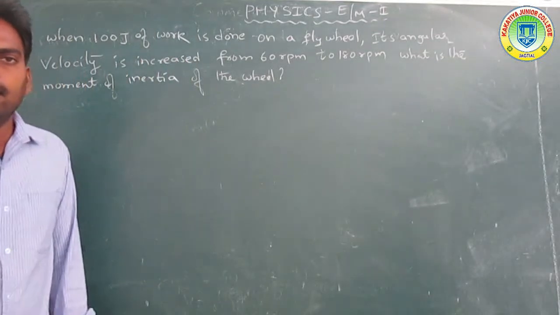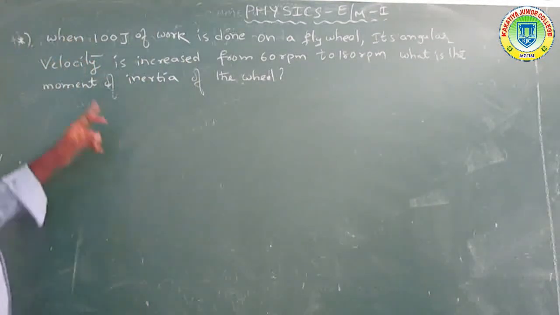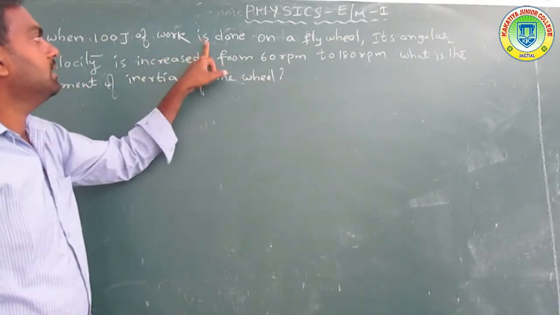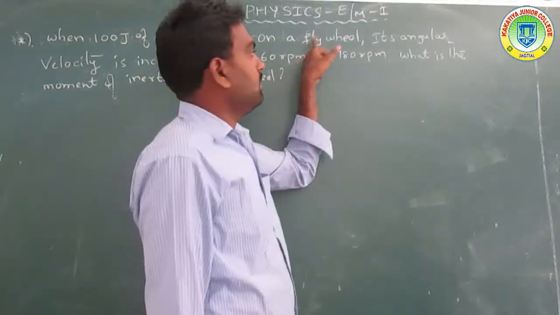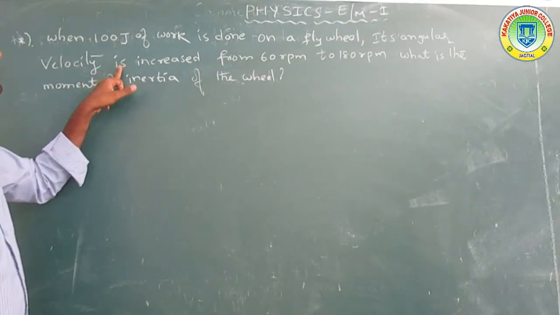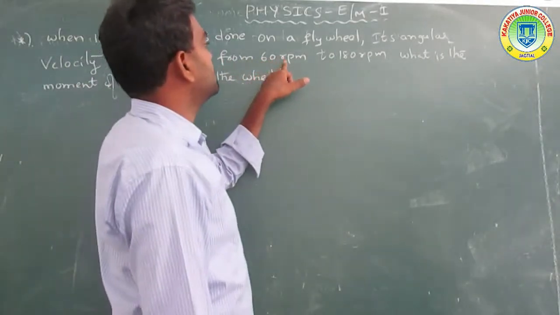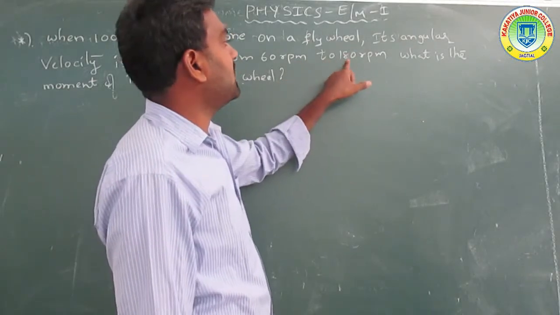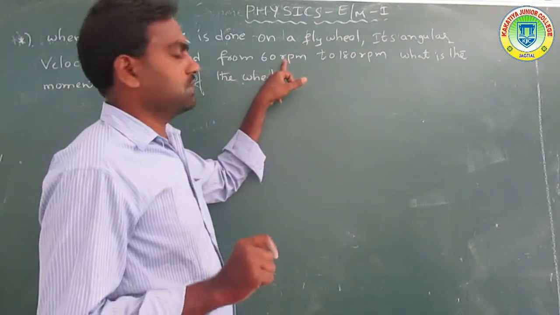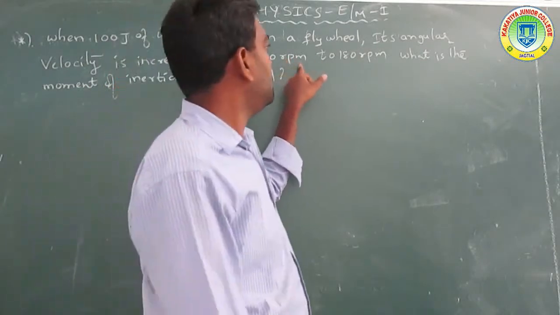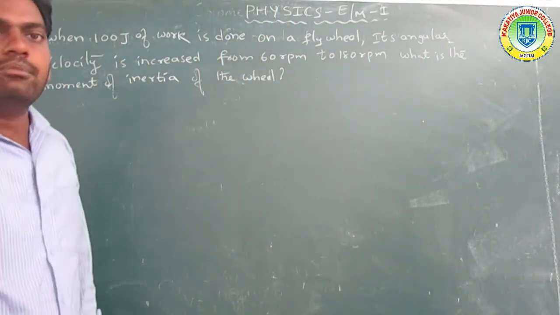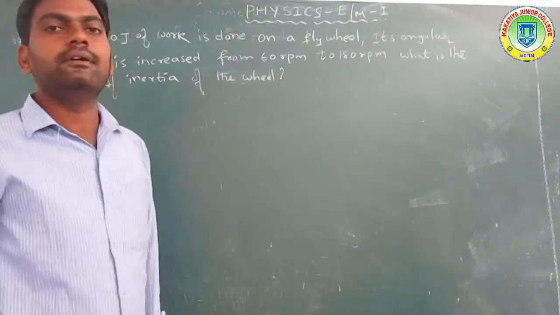Okay, now let us discuss another problem. When 100 joules of work is done on a flywheel, its angular velocity is increased from 60 rpm to 180 rpm. Here rpm means rotations per minute. What is the moment of inertia of the wheel?